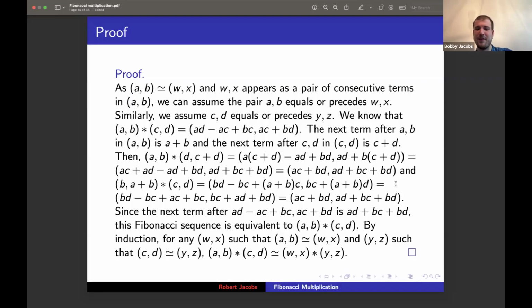And the next term in the sequence after (AD minus AC plus BD, AC plus BD) is AD plus BC plus BD. So that's equivalent. It's really the same sequence as AB times CD, just moved ahead by one space. So then we can use induction. By induction, for any WX such that AB is equivalent to WX, and YZ such that CD is equivalent to YZ, AB times CD is equivalent to WX times YZ.